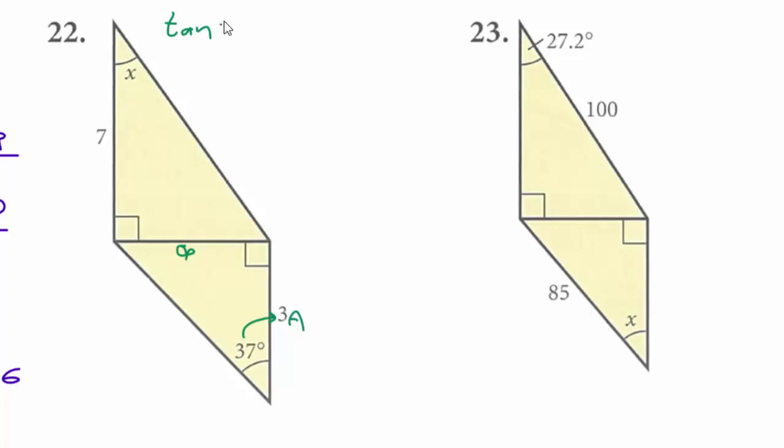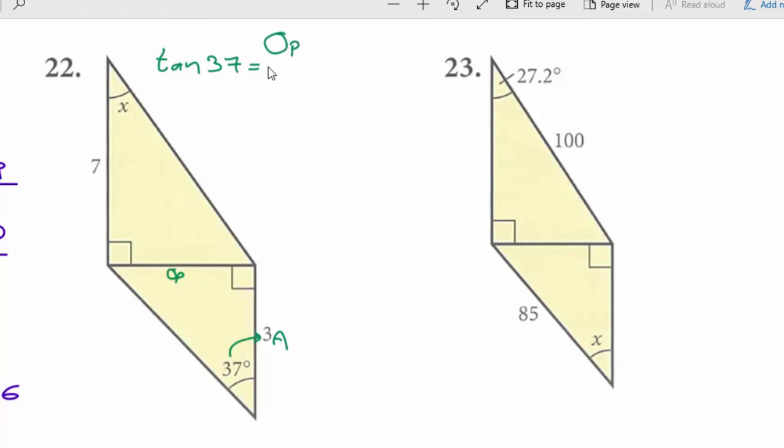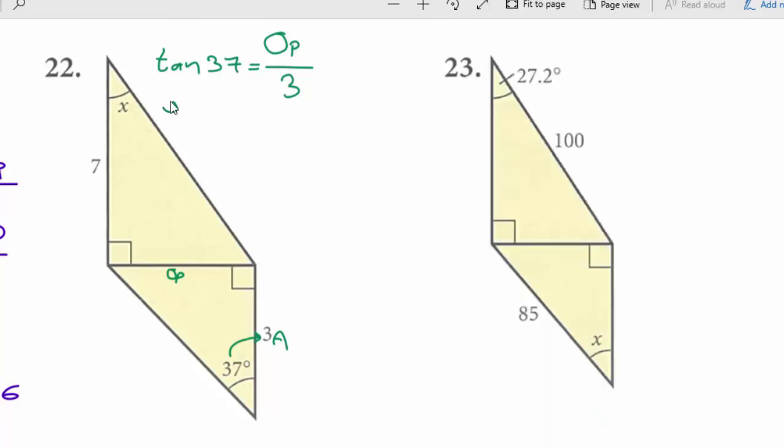Tan of 37 is equal to the opposite over the adjacent, which is 3. Now tan of 37 is equal to 0.753.